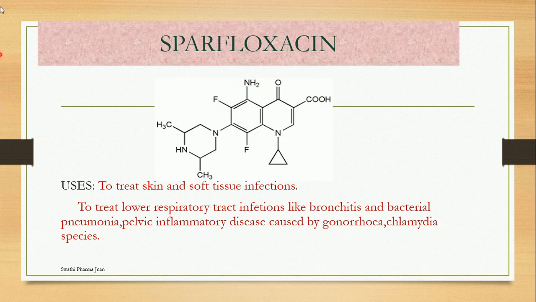Next is SwathiPharmaJnan. SwathiPharmaJnan is the structure of the drug. It contains a cyclopropyl group at the first position, carboxylic acid at the third position, and a ketone group at the fourth position. An amino group is present at the fifth position. Two fluoro groups are present at the sixth position and eighth position. And it also contains a piperazine ring.